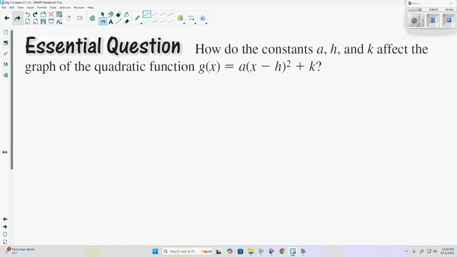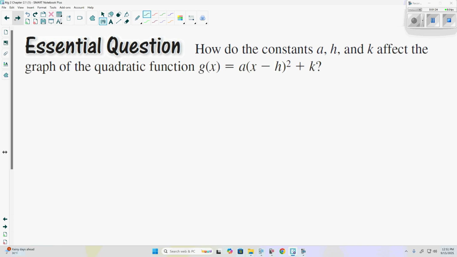And we know that a, h, and k do have an impact on the quadratic function. k, for instance, moved the function up or down. It was kind of nice. If there was plus 2, it moved it up 2. If it was minus 2, it moved it down 2. So k was kind of nice in that it was our vertical translation, our up or down, depending on what k is. If k is positive, it goes up. If k is negative, it goes down.